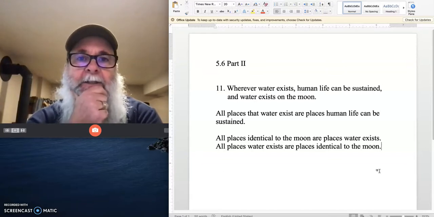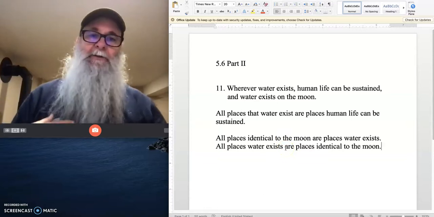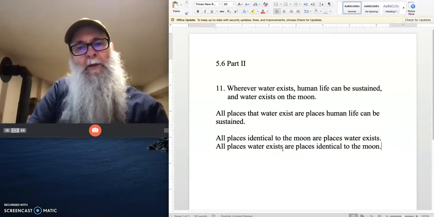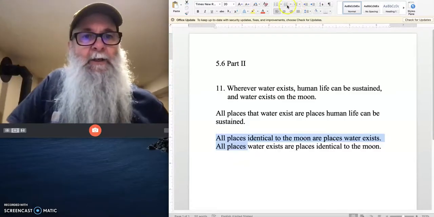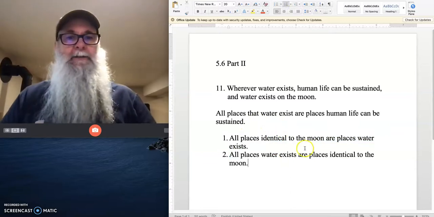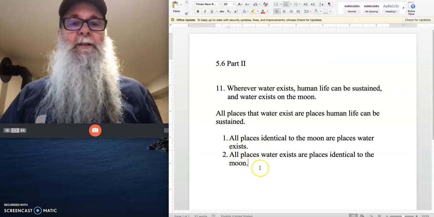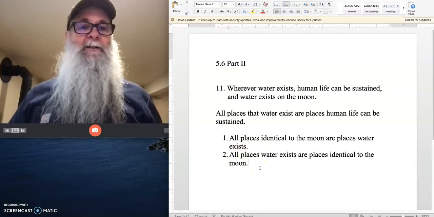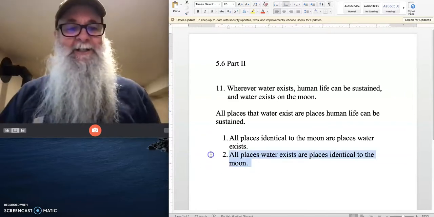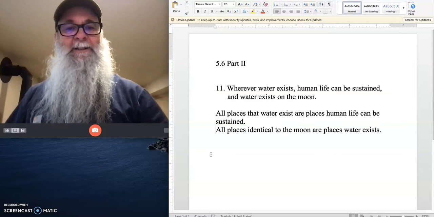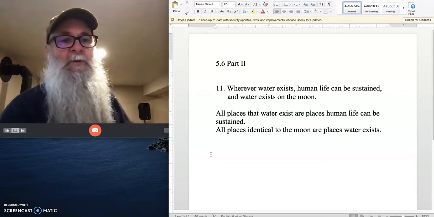Every semester I get students who choose both of these, or I get one student chooses one, another student chooses another. So think for a minute about which one of those sentences that I've just given you here, these two right here, which one of those accurately translates water exists on the moon? And hopefully you'll see, well, it's got to be number one, because it's not true that all places water exists are places identical to the moon. There's water on Earth too, okay? So the correct translation is all places identical to the moon are places water exists.